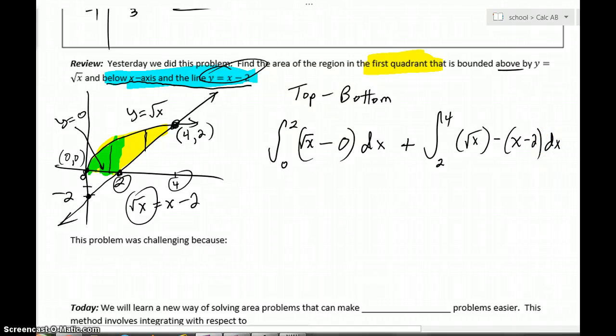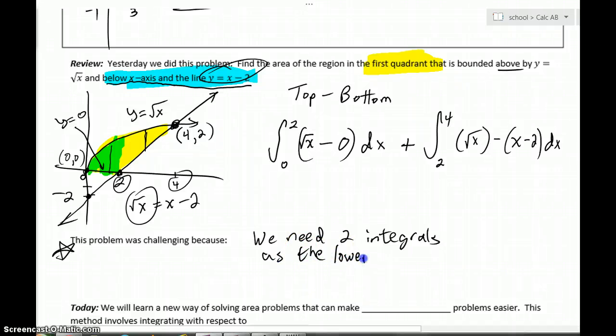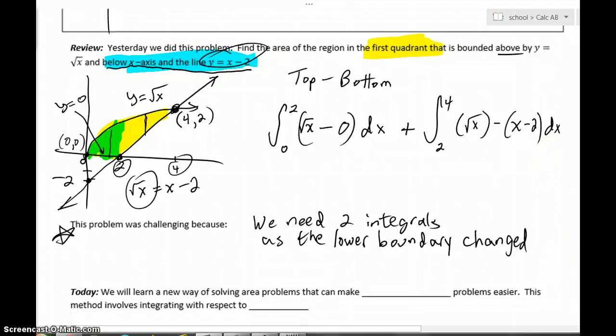And we could work this all out. This problem would be challenging because we need two integrals, as the lower boundary has changed. So anytime you have an upper or a lower boundary changing, that's problematic. And if you can avoid that, of course, we would like to.